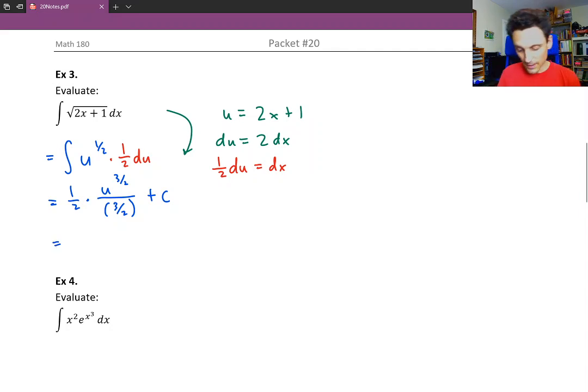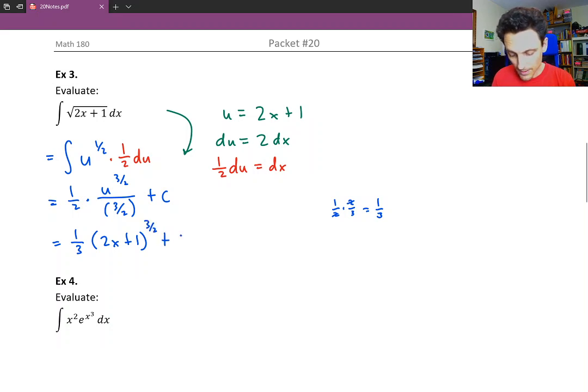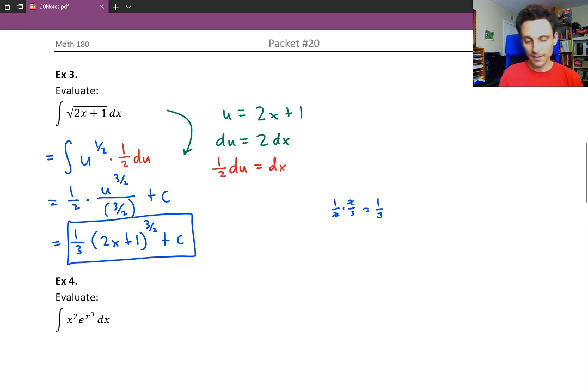Now as a last step, if we divide by 3/2, that's like multiplying by 2/3. And if you think about 1/2 times 2/3, the 2's will cancel and you'll get 1/3. So we'll have 1/3 for the coefficient. And then the u we wrote as 2x plus 1. So we can go back to x by writing the u as 2x plus 1. And then we have our plus c. So this is the antiderivative of the square root of 2x plus 1.